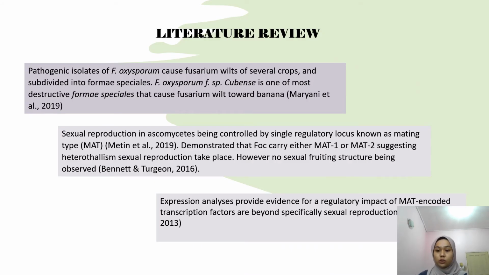As for the literature review, I put some related information based on current studies about mating genes of Fusarium oxysporum. First, pathogenic isolates of Fusarium oxysporum cause Fusarium wilts and have been subdivided into formae speciales, and FOC is one of the most destructive formae speciales that cause Fusarium wilt in banana plantations. Sexual reproduction in isomycetes has been controlled by a single regulatory locus known as mating type, MAT.